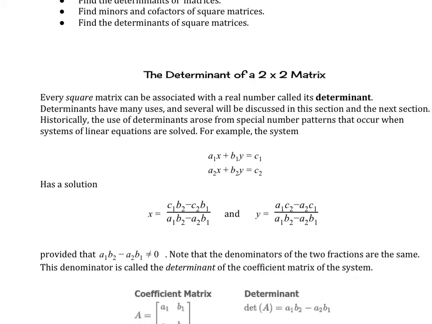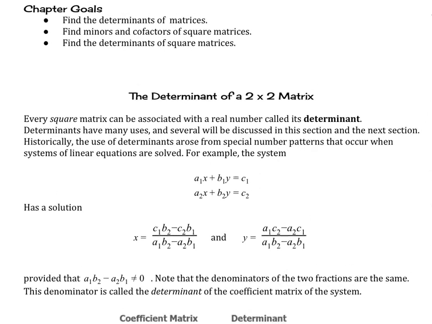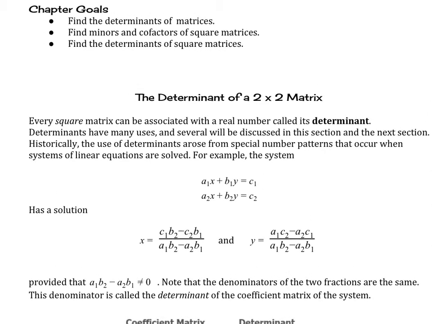The determinant of a 2 by 2 matrix, now we found this in a previous lesson. Each square matrix can be associated with a real number called its determinant. Determinants have many uses, and several will be discussed in this section and the next. Historically, the use of determinants arose from special number patterns that occur when systems of linear equations are solved. For example, this system here has these solutions.